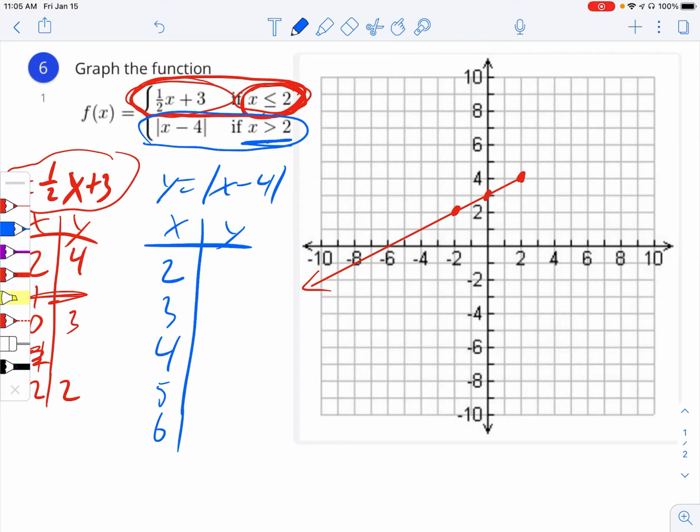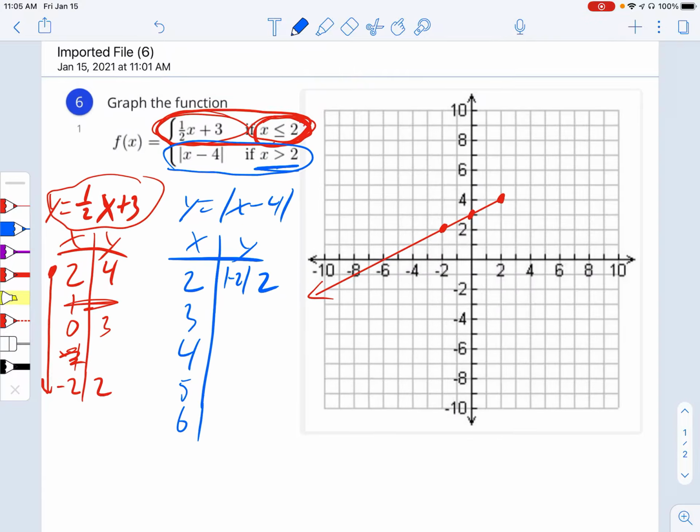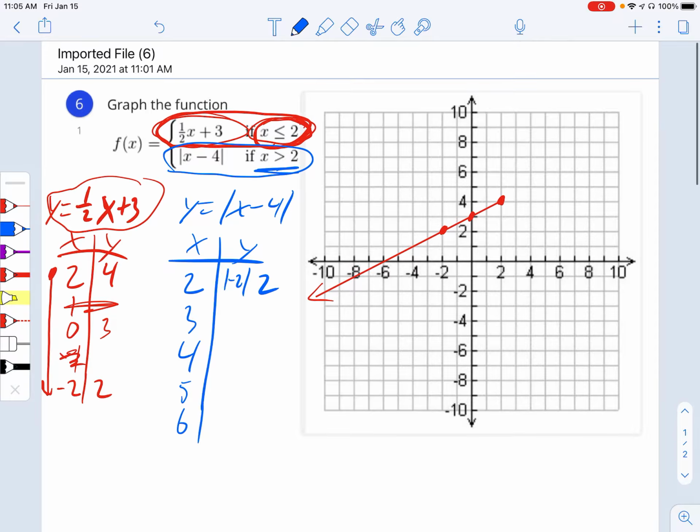So if we plug in 2, 2 minus 4 is -2, but the absolute value of -2 is 2. 3 minus 4 is -1. Absolute value of -1 is 1, and then 0, and then 1, and then 2. But remember, if we're going with that number line idea again, if this helps you, it's x is greater than 2, so that would be an open circle on 2, and then an arrow going that way to show that it continues on for all numbers greater than 2.